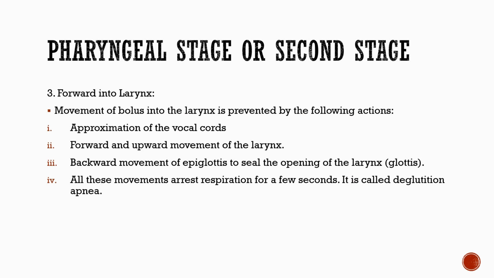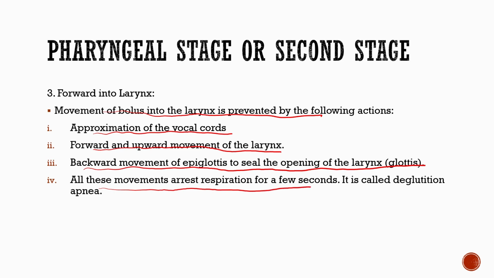Forward into the larynx. Movement of bolus into the larynx is prevented by approximation of the vocal cords, forward and upward movement of the larynx, and backward movement of epiglottis to seal the opening of the larynx or the glottis. All the movements arrest respiration for a few seconds. So if you swallow something, the respiration, or the exhalation and inhalation, will stop for a moment.